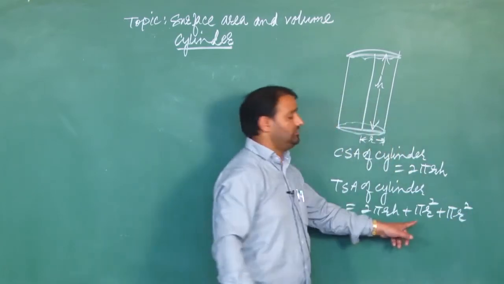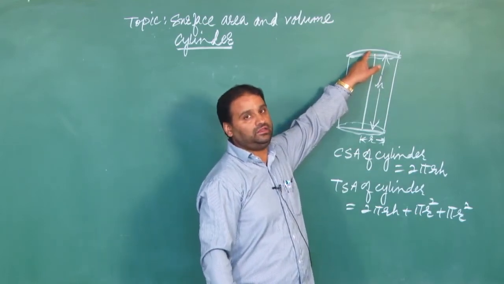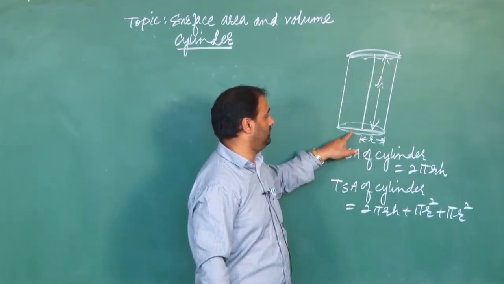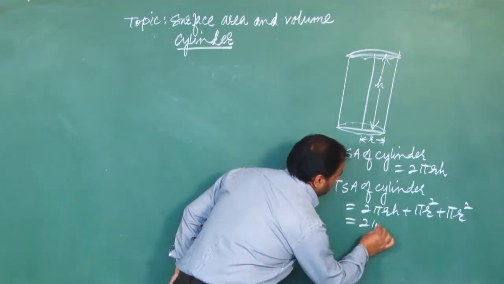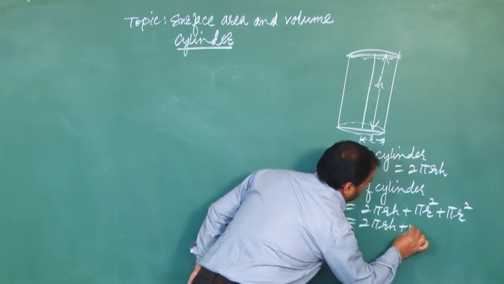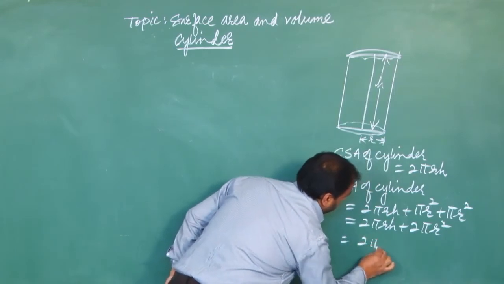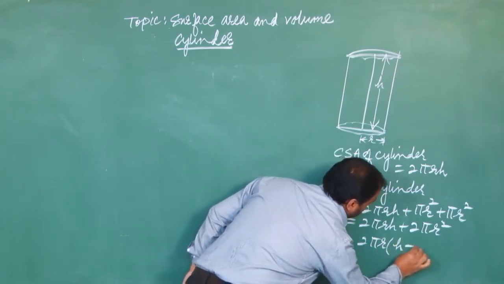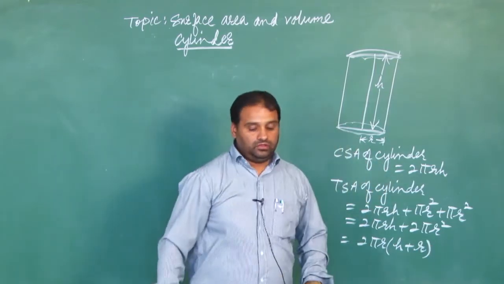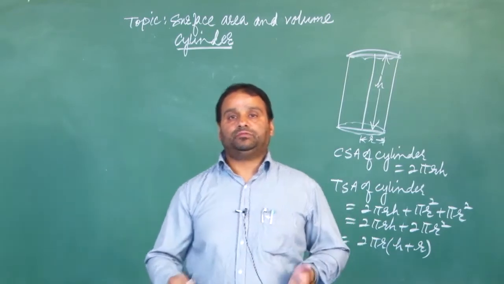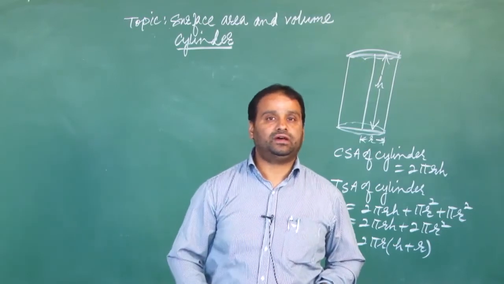The area of the circle is pi r square, and the top base has area equal to pi r square, and similarly the lower base will have the area equal to pi r square. So when the curved surface area 2 pi r h and the area of both bases are added, we take 2 pi r as common, and within brackets will be h plus r. This is the total surface area of the cylinder. So the curved surface area of the cylinder is equal to 2 pi r h, and the total surface area of the cylinder is 2 pi r into h plus r.